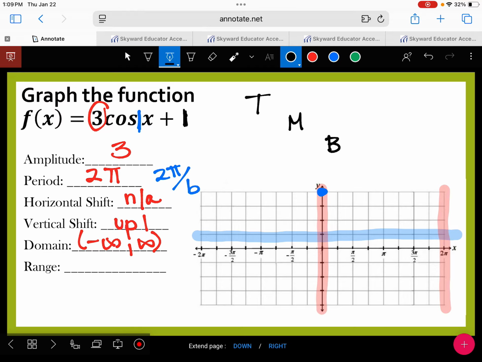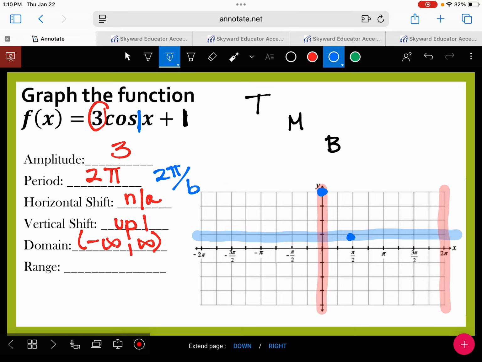So right here at pi over 2, put a point at the middle, which is where I have highlighted blue. And then I'm going to hop twice, 1, 2. Now I'm here. The amplitude will tell me how far I need to go down. So I go up 3, and I'm also going to go down 3. So here at pi, go down 3. 1, 2, 3, put a point right there.